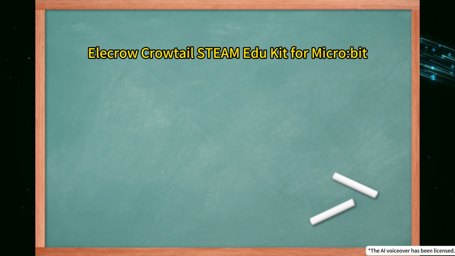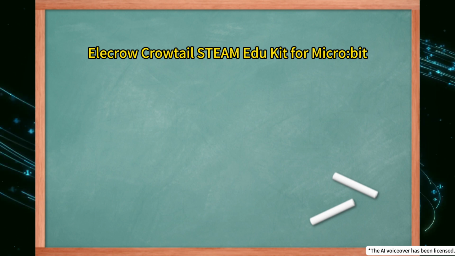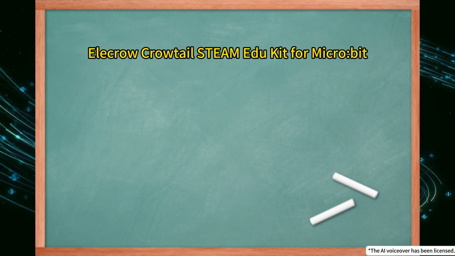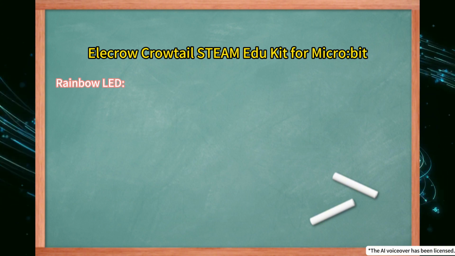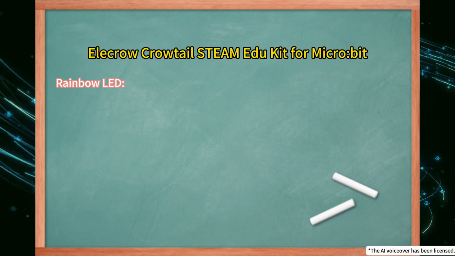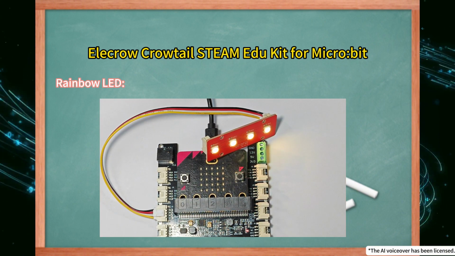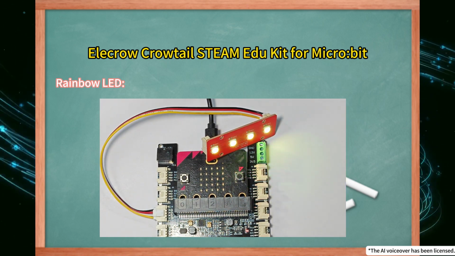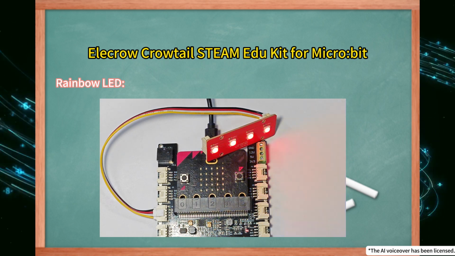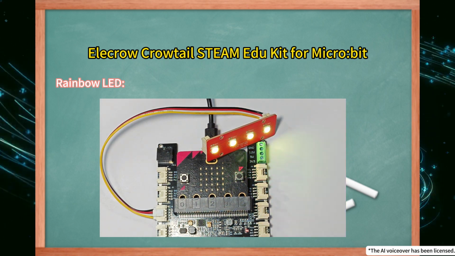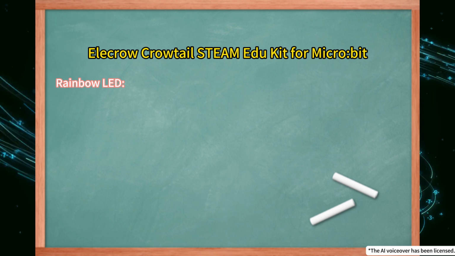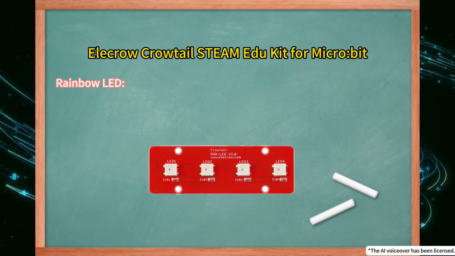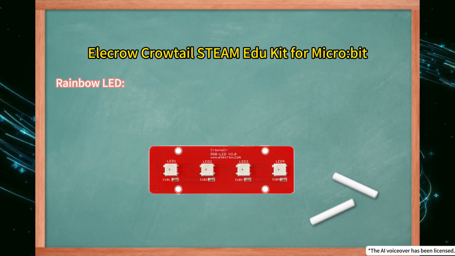Today we're going to go over the Elecrow Crowtail STEAM Edu Kit from Microbit Kit's program on how to make a rainbow LED using Microbit to drive the Crowtail RGB LED. First, let's take a look at the rainbow project. We see the colors of the RGB LED lights changing in sequence to achieve the rainbow effect. In this project, we will use Microbit to drive a Crowtail RGB LED to create a rainbow effect LED.